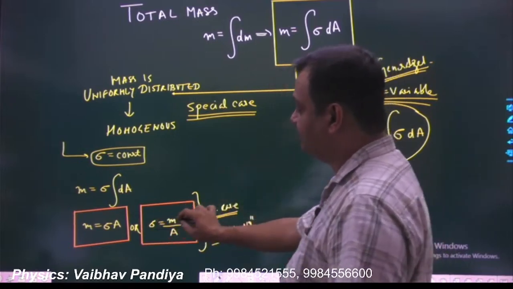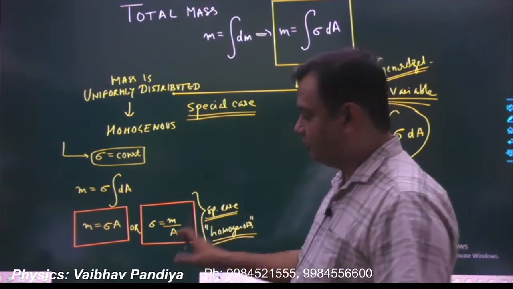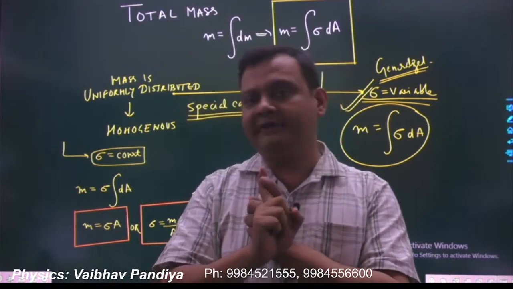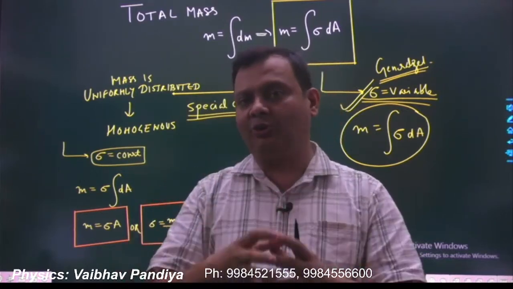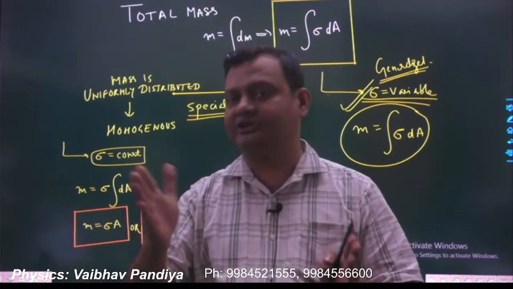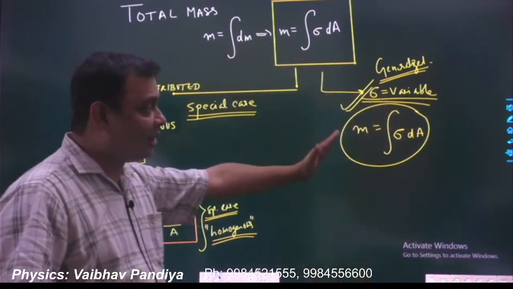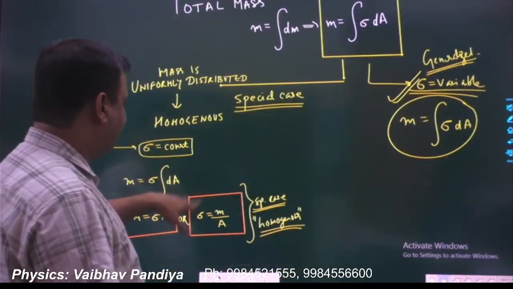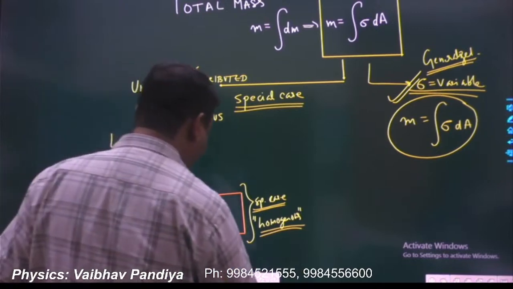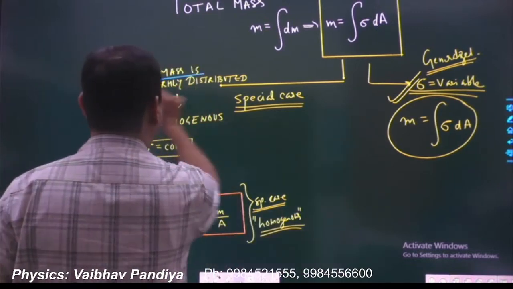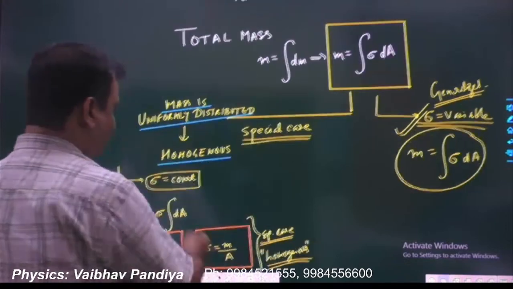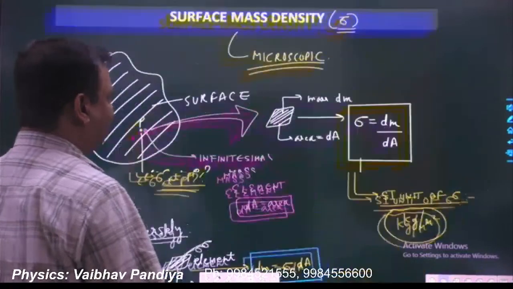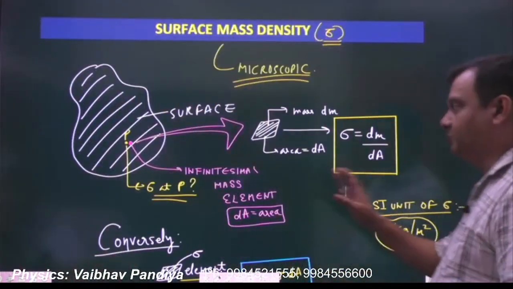Then only you can write sigma is equal to what? Mass divided by area. If sigma is variable, number one, or if at the very first place we don't know whether sigma is variable or constant, then go for the calculus approach. Don't bring sigma out of the integral, because this is the generalized approach. So for a constant sigma, that is when the mass is uniformly distributed, or you can say the object is homogeneous, you can bring sigma out, and your formula will be m is equal to sigma A, or sigma is equal to m divided by A. So this is the meaning of surface mass density and the basic formula for it.